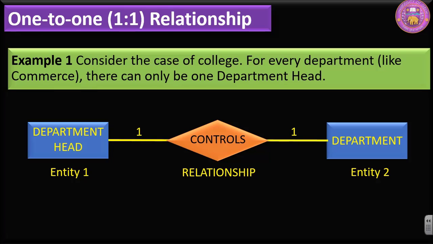This is a case of one-to-one relationship. There can be only one department head which controls one department. So it's a case of one-to-one relationship.